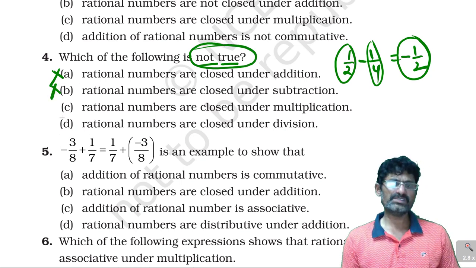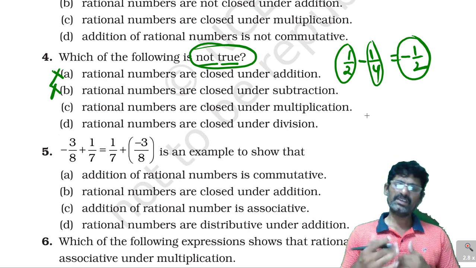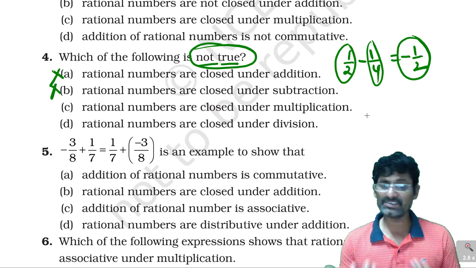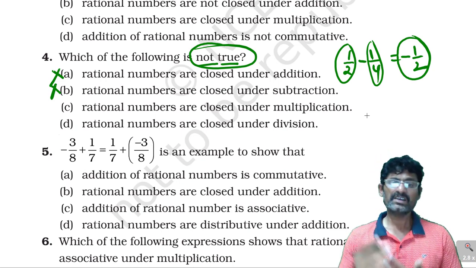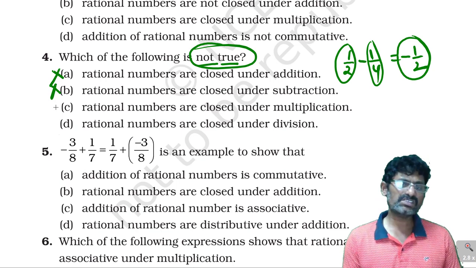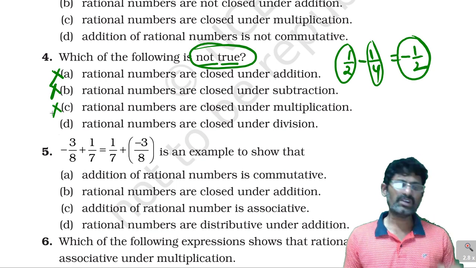Now let us go to option C. Rational numbers are closed under multiplication. Here also, if you multiply two rational numbers, we will get another rational number. So we can say that rational numbers are closed under multiplication also. So this is also not our answer.